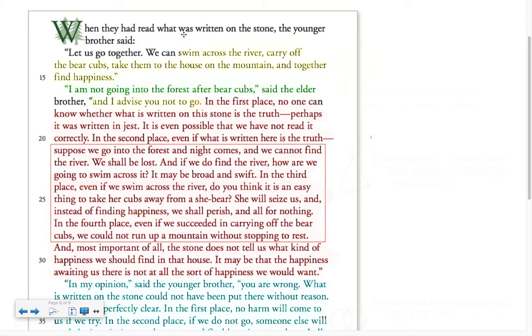When they had read what was written on the stone, the younger brother said, let us go together. We can swim across the river, carry off the bear cubs, take them to the house on the mountain, and together find happiness.